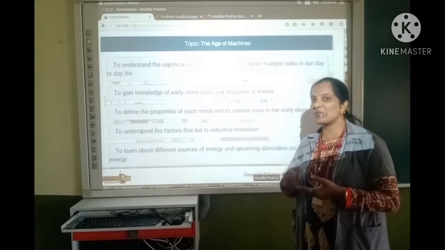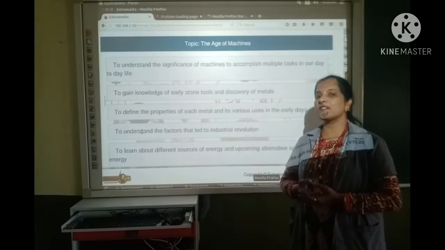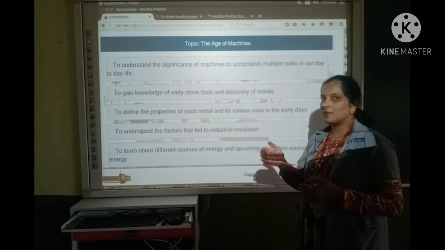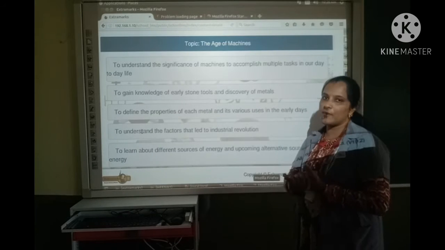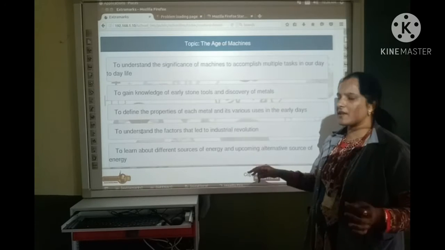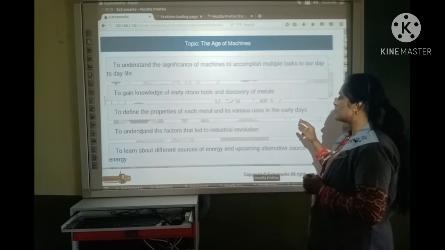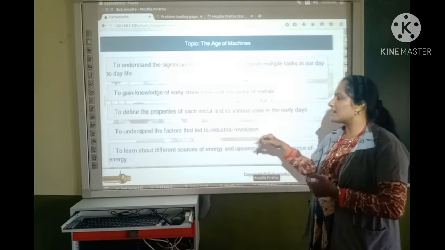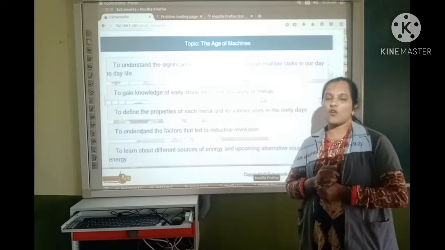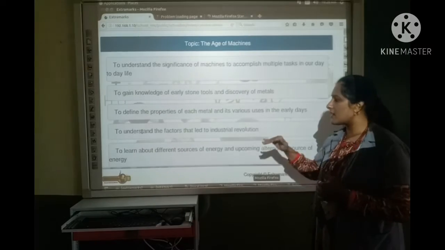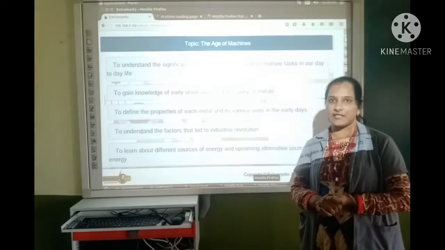Early humans के पास तो machine था ही नहीं. So how did they spend their life? Because of the stone tools. And then progress होता गया, discovery of metals भी हुआ, and then machines. To define the properties of each metal and its various uses in the early days. To understand the factors that led to the industrial revolution. कौन-कौन से factors थे, कौन-कौन सा reason, कौन-कौन से tools थे जिनके कारण हम industrial revolution तक पहुंचे हैं.